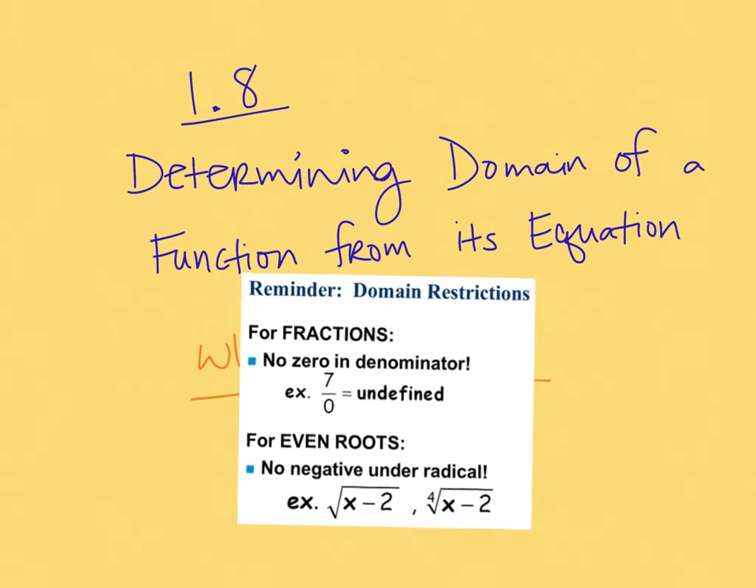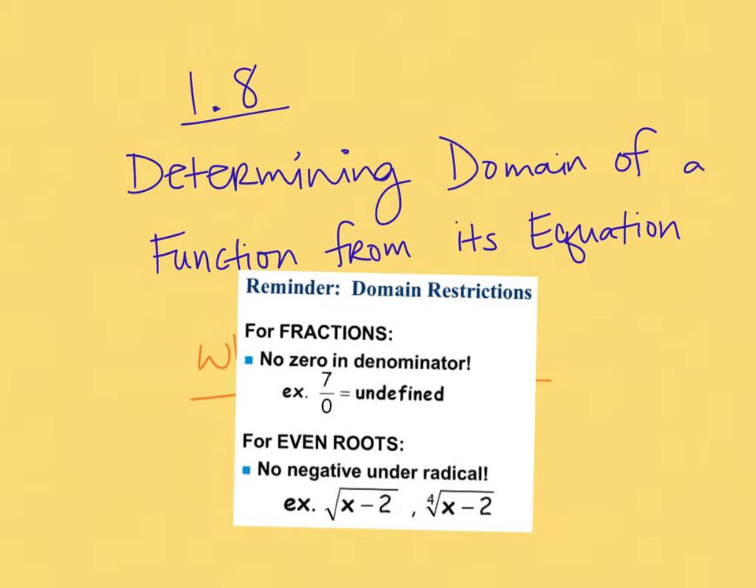So, some domain restrictions are if you have a 0 in your denominator. If some value of x will make your denominator equal to 0, it's not going to work. We cannot divide by 0. In an even root, like just a square root or a fourth root, we cannot have negative values under there. So in this case, if you were to plug in 1 as an x value, you'd have 1 minus 2. You'd have a negative 1 under your root. 1 would not be a part of this domain.